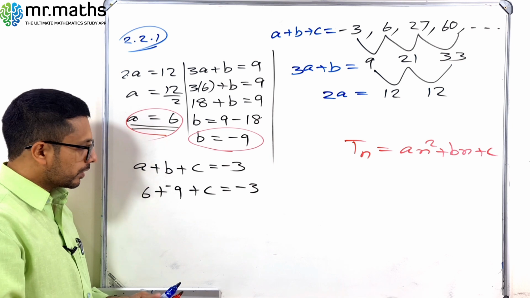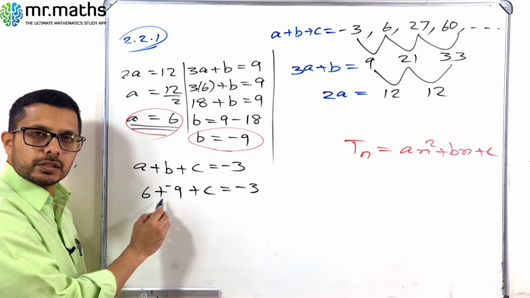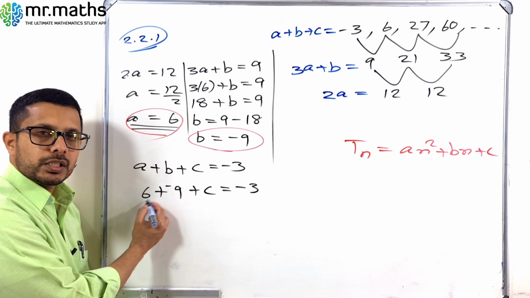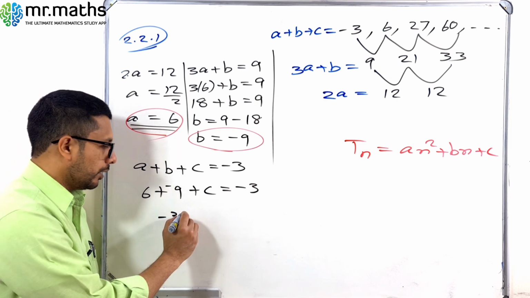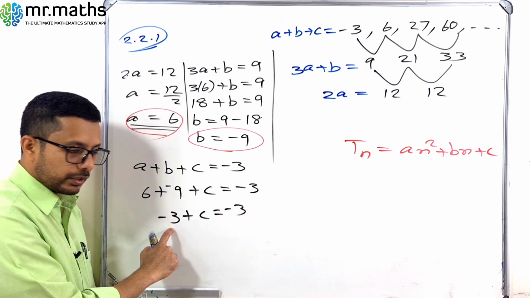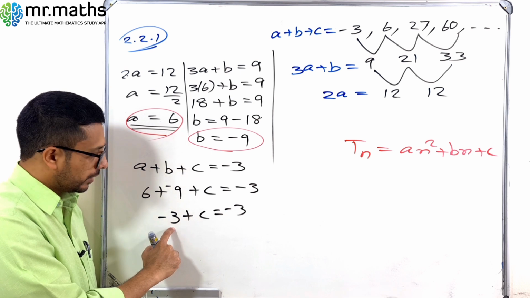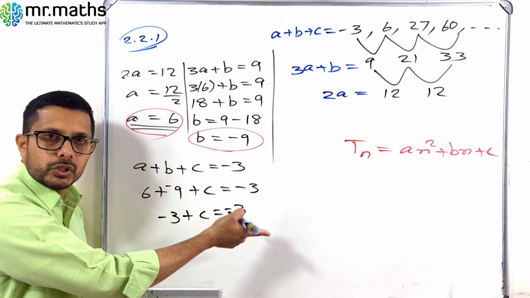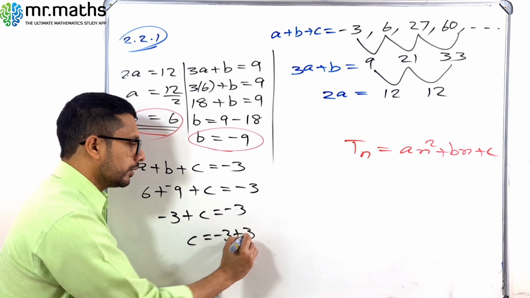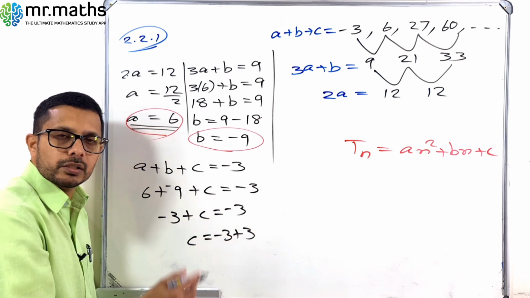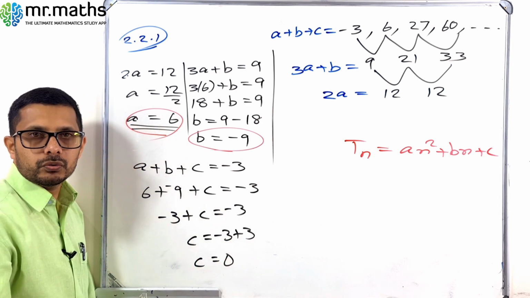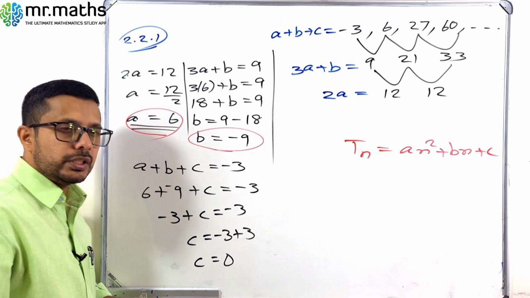What is plus 9? Plus times minus is minus. So it is 6 minus 9. Am I right? So what is 6 minus 9? Minus 3. Plus c is equal to minus 3. So if I take this minus 3 to the other side, it is positive 3. Am I right? So remaining here it is only c, minus 3 plus 3. Minus 3 plus 3 means you can cancel that one. So what is the value of c? It is 0.